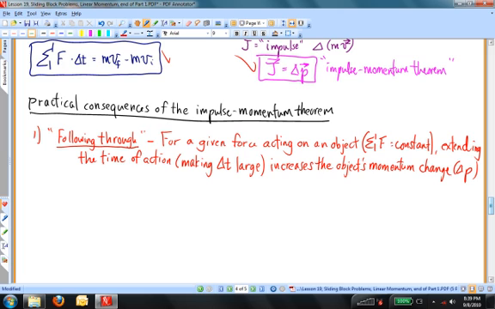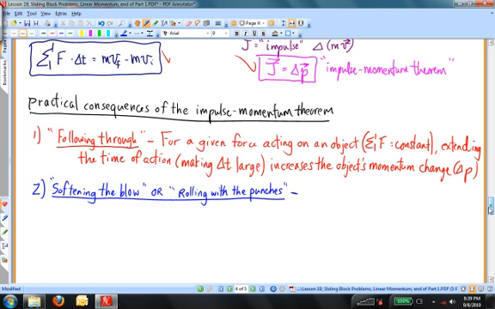Another practical consequence has to do with softening the blow or rolling with the punches. This application usually has to do with a collision of some sort. In the collision, the objects that are colliding are usually brought to rest. There is a given momentum change that occurs. It's the momentum change that's constant in this case. Let's take an example of a person who's in an automobile crash.